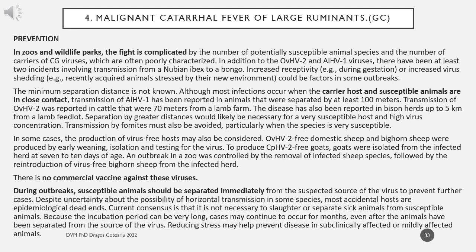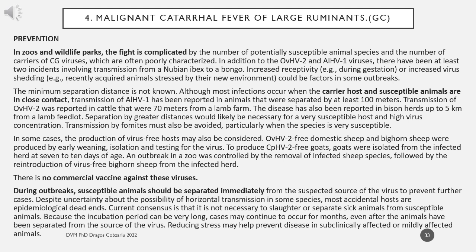The minimum separation distance is not known. Although most infections occur when the carrier host and susceptible animals are in close contact, transmission of AL-HV1 has been reported in animals that were separated by at least 100 meters. Transmission of HV2 was reported in cattle that were 70 meters from a lamb farm. The disease has also been reported in bison herds up to 5 kilometers from a lamb feedlot. Separation by greater distances would likely be necessary for a very susceptible host and high virus concentration. Transmission by fomites must also be avoided, particularly when the species is very susceptible.